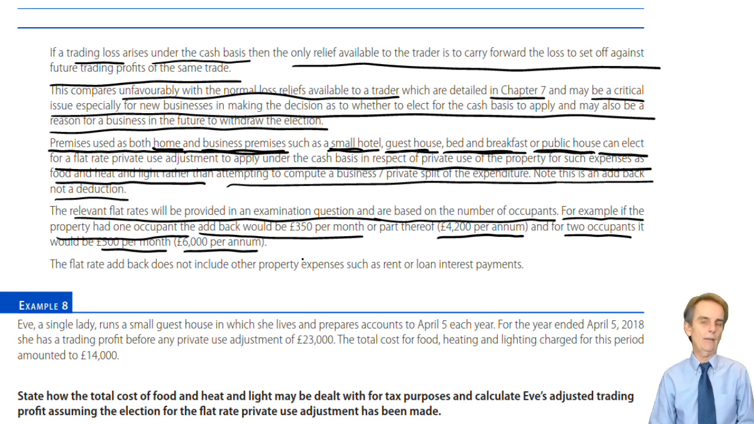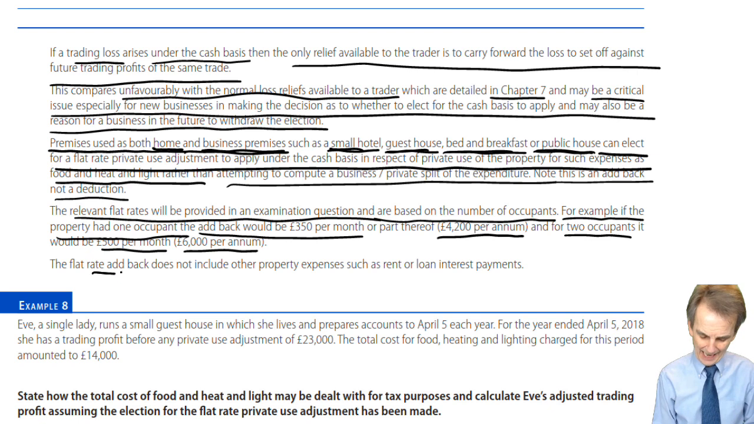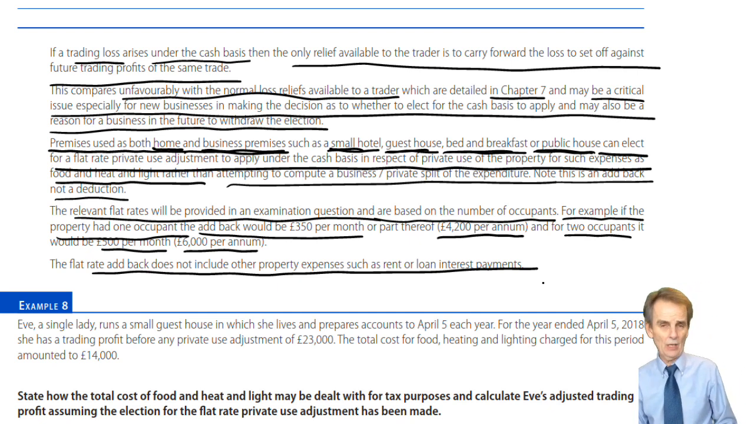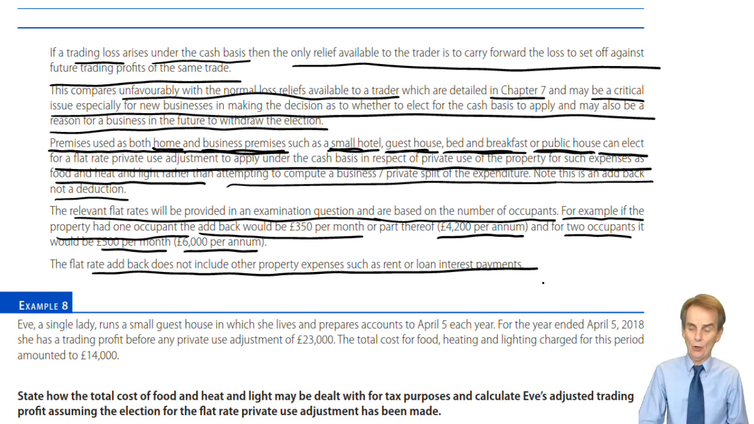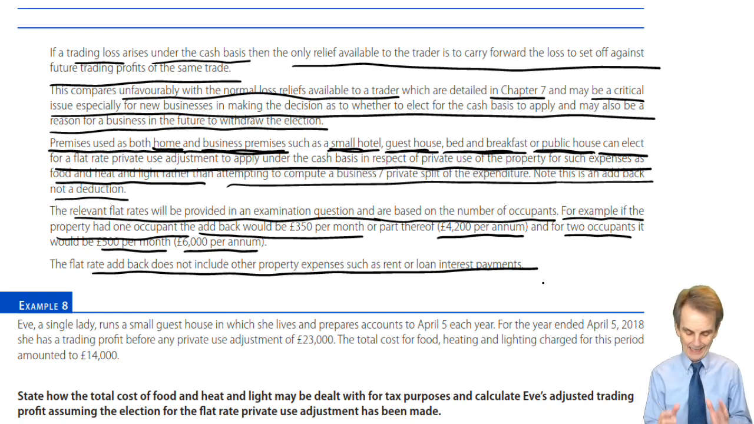The figures will be given to you. All you've got to do is to apply them. The flat rate add back does not include other property expenses such as rent or loan interest payments. Again, if it's not your property, you're paying rent. Again, that is a separate allowable expense. Interest payments, again, you bought the property, you're paying mortgage interest. That again is a totally separate issue.